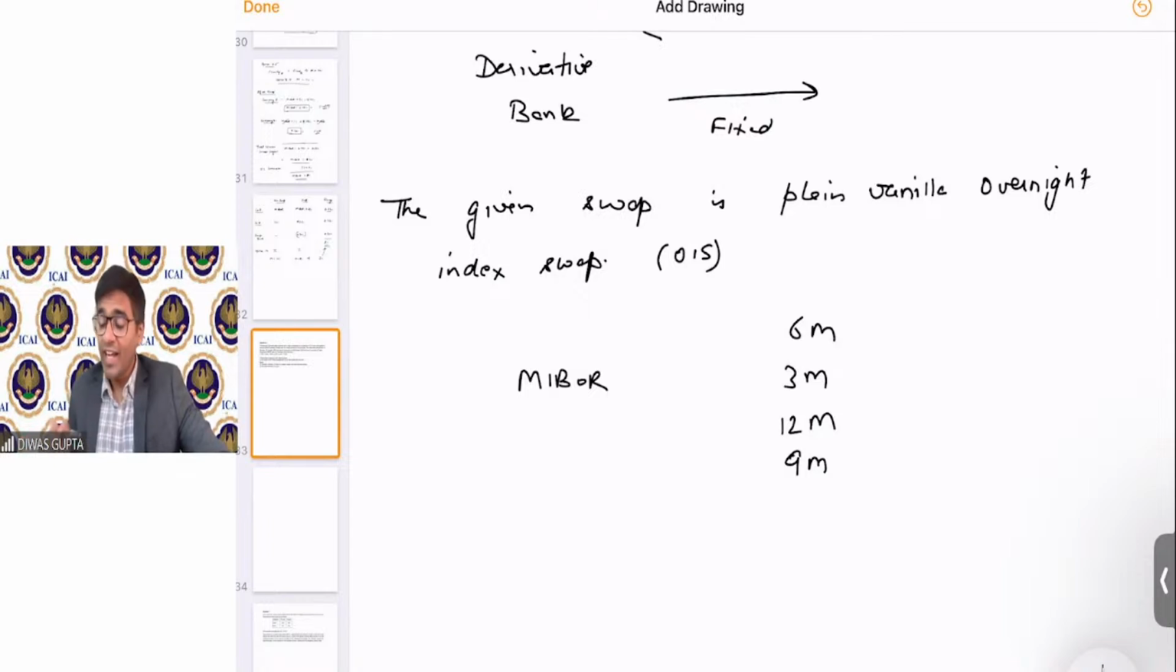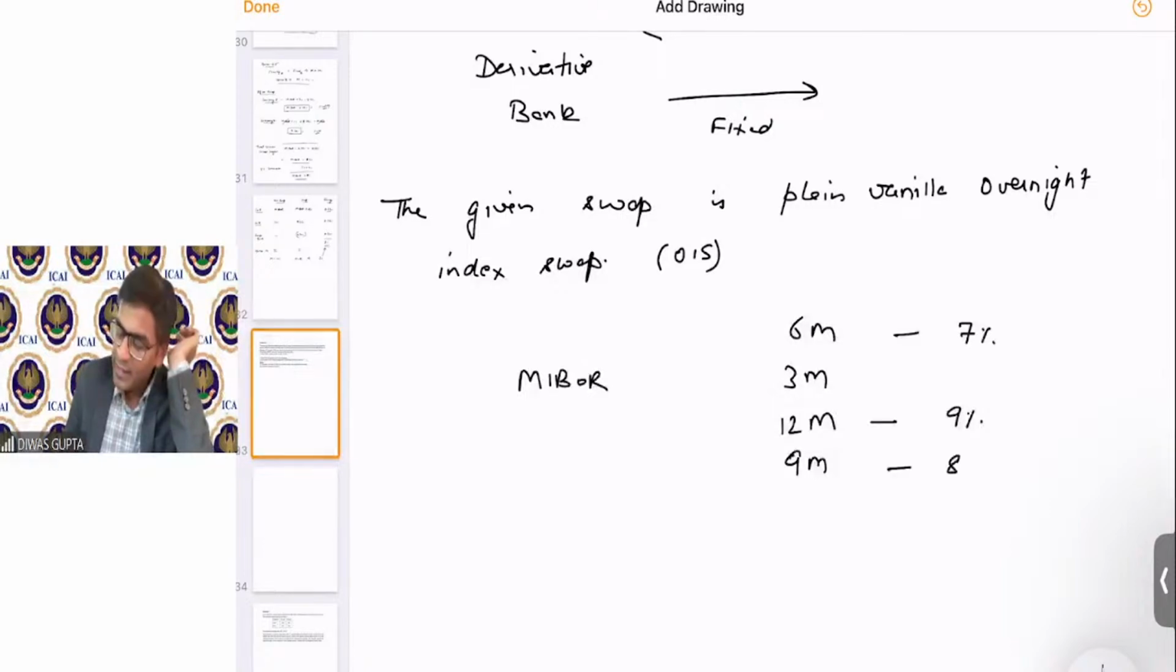So students, why is there a 6 month MIBOR, a 3 month MIBOR, a 12 month MIBOR? The reason is that for different maturities, there will be different rates. For 12 month MIBOR, let's say the rate is 9%. For 6 month MIBOR, let's say it is 7%. Similarly, for 9 months, let's say it is 8%, and for 3 months, let's say it is 6%, because it's a general understanding that the higher the maturity, the higher the interest rate.